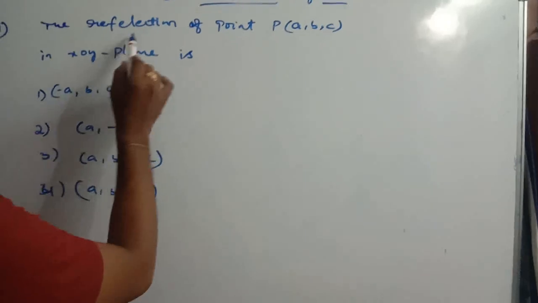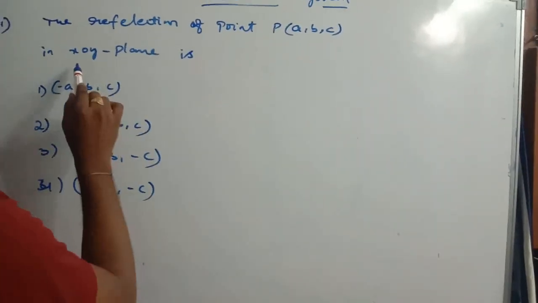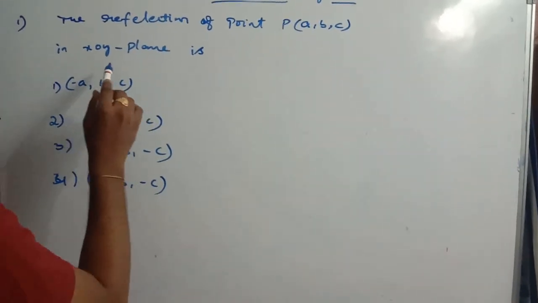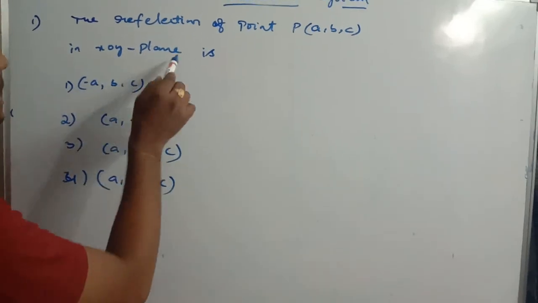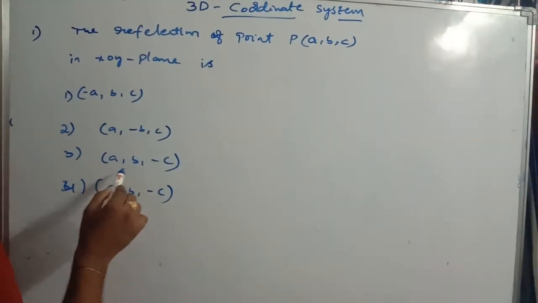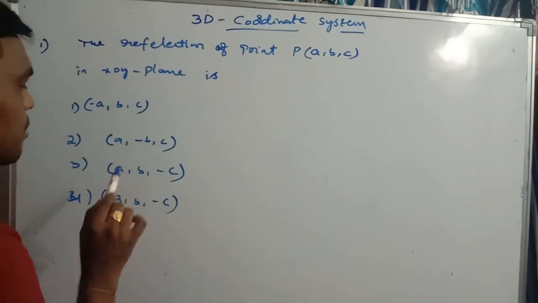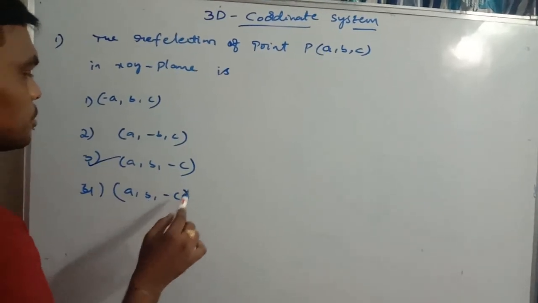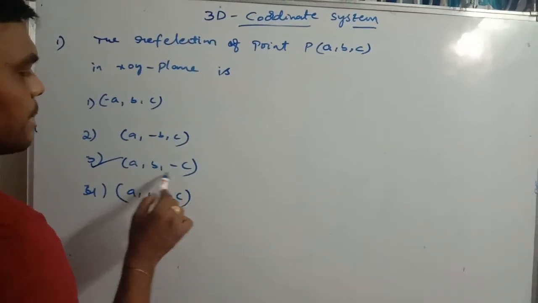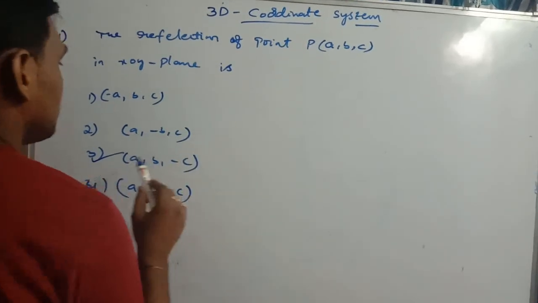Now first we read the reflection of the point (a, b, c) in the XY plane. Now the z coordinate is negative, so the image is (a, b, minus c). So the third option is (a, b, minus c). Okay, write down.